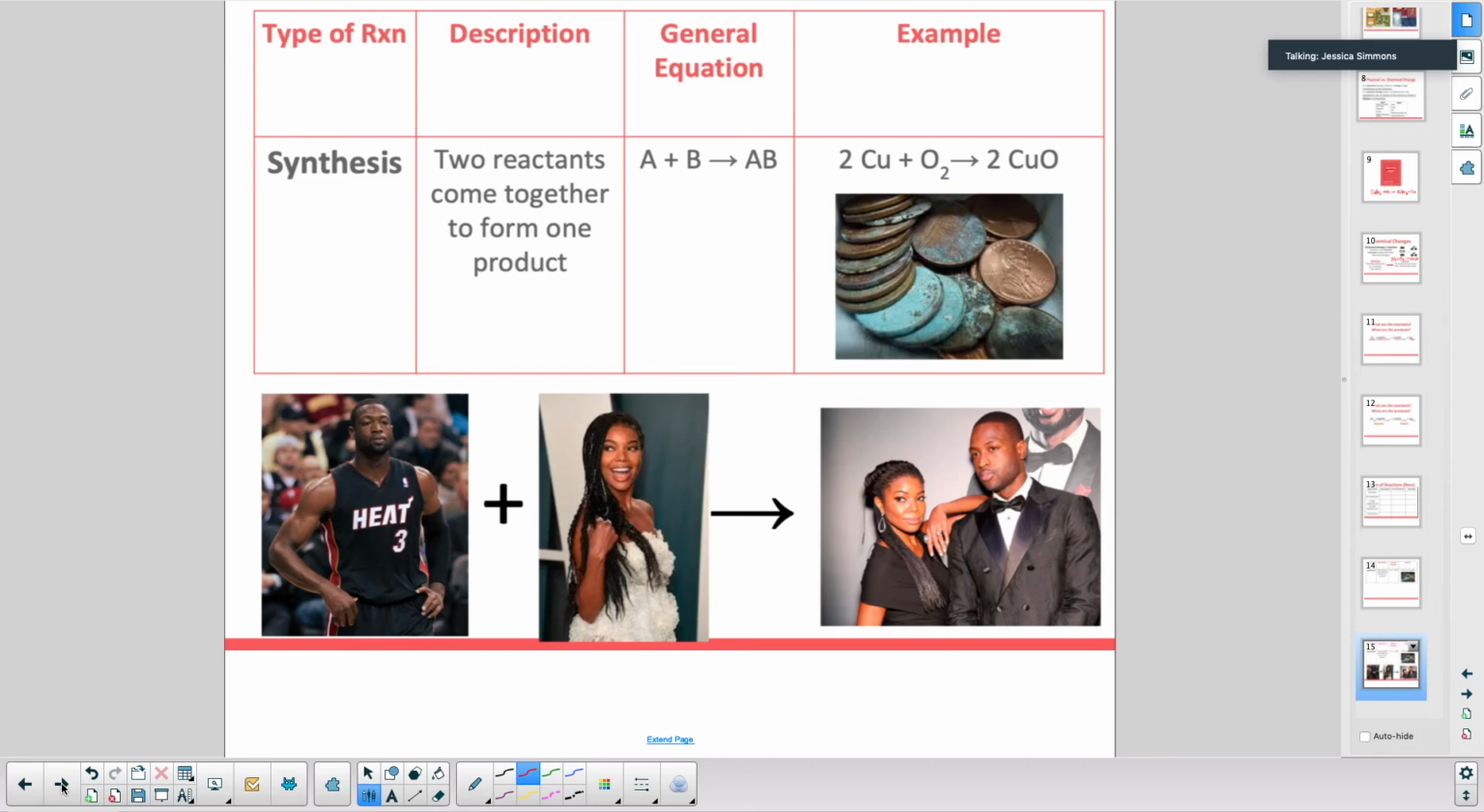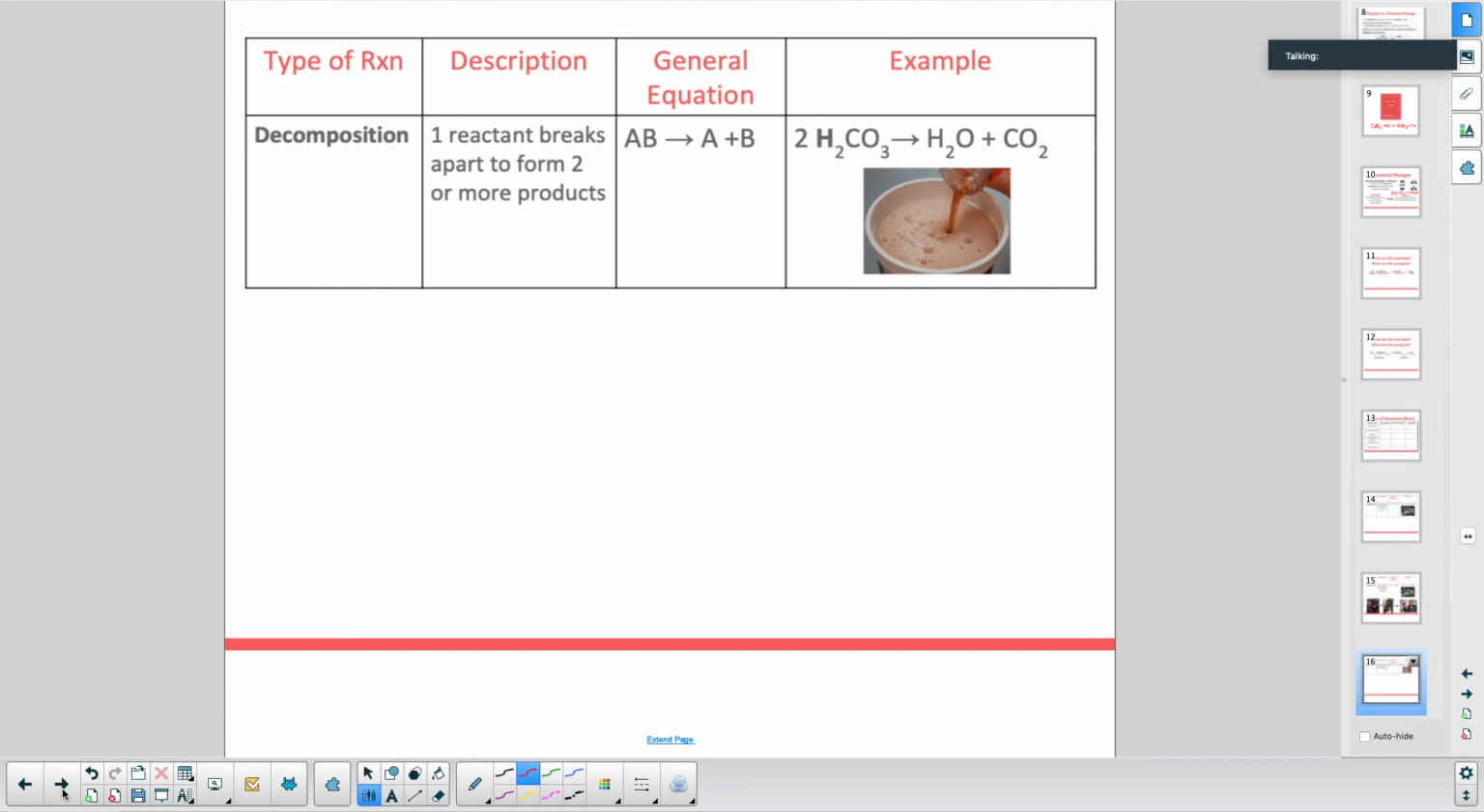So if you look here, A plus B equals AB. And then you have copper combining with oxygen to make copper oxide. That's what's happening to the Statue of Liberty. That's why it turned green. All right, and then decomposition.